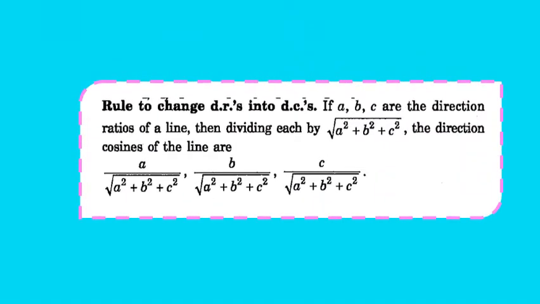Now how to change the direction ratio into the direction cosine? So if a, b, c are the direction ratios of a line, then dividing them by under root a square plus b square plus c square, the direction cosines of the line will be given by a upon under root a square plus b square plus c square as l, b upon under root a square plus b square plus c square as m, and c upon under root a square plus b square plus c square as n. Clear? So remember this formula for calculating direction cosines if the direction ratios are known. Okay, so pause and note down the point.